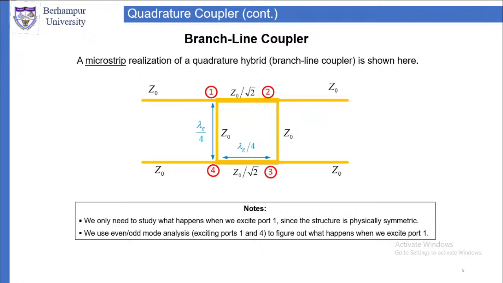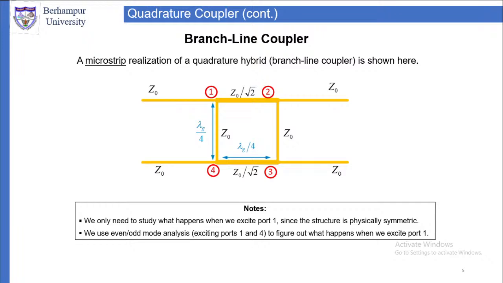Now suppose a signal comes to junction 1. At junction 1 it will be divided. A part of the signal will go to junction 4. The other part will go to junction 2. From junction 2 it will get divided. One part will go to junction 3. Then from junction 3 it will again get divided and a part will go to junction 4. So the part that comes from junction 1 to junction 4 through junction 2 and 3 has travelled a length of 3 lambda g by 4.